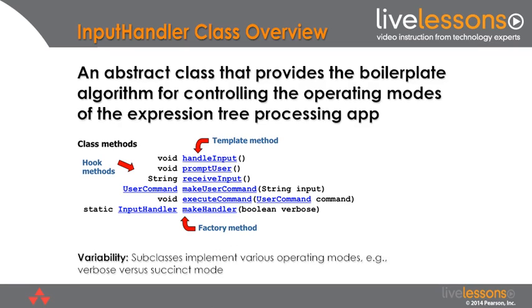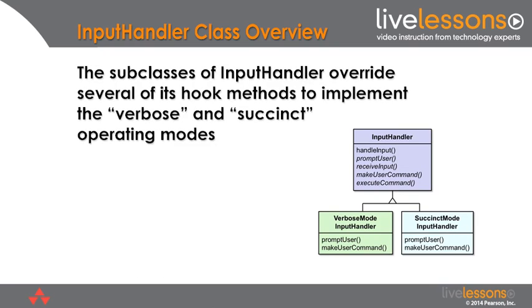From a variability point of view, we have these different subclasses that implement the different operating modes, verbose versus succinct mode, and so on. Here's a diagram that just summarizes the classes in the input handler class hierarchy. We have the two subclasses that override some of the hook methods defined in the input handler base class in order to define succinct and verbose operating modes.